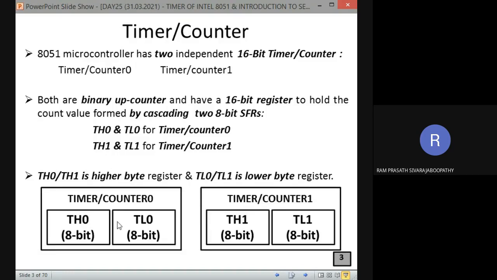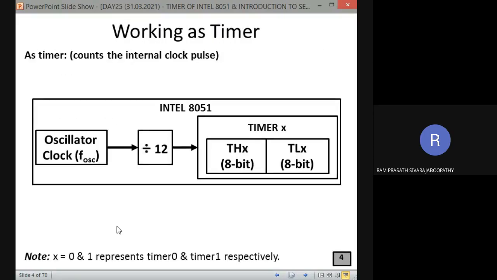So this structure will give you a clear idea. To put a count value in timer 1, you have to load TH1 and TL1. TH1 contains the upper 8 bits, TL1 contains the lower 8 bits. Similarly for timer/counter 0. In the previous class, we spoke about the timer operation.